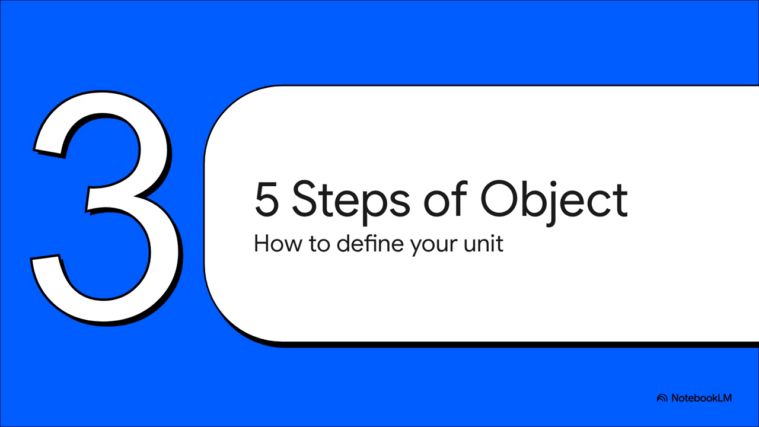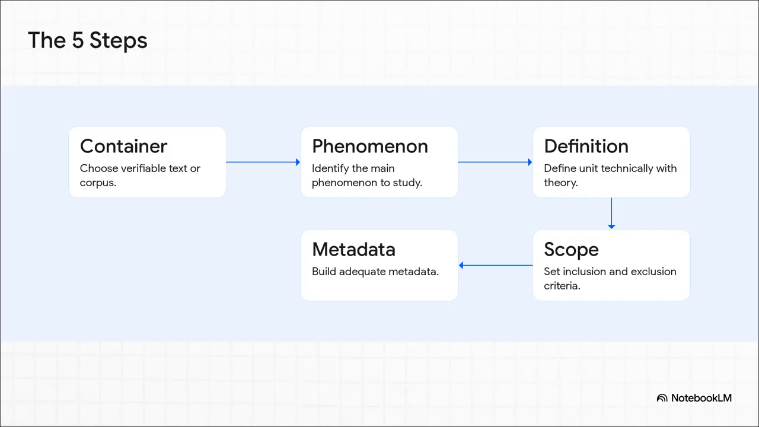All right, Section 3, the 5 steps of object determination. Consider this your absolute blueprint. Step 1 is defining your container. Step 2 is identifying your phenomenon. Step 3 is writing out your technical definition. Step 4 is determining your scope through inclusion and exclusion criteria. And Step 5 is logging your metadata.